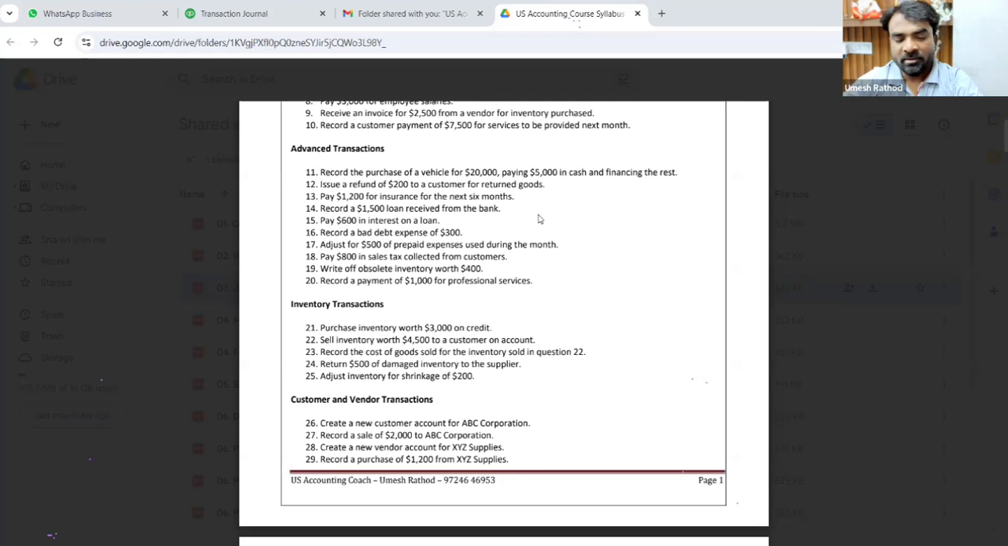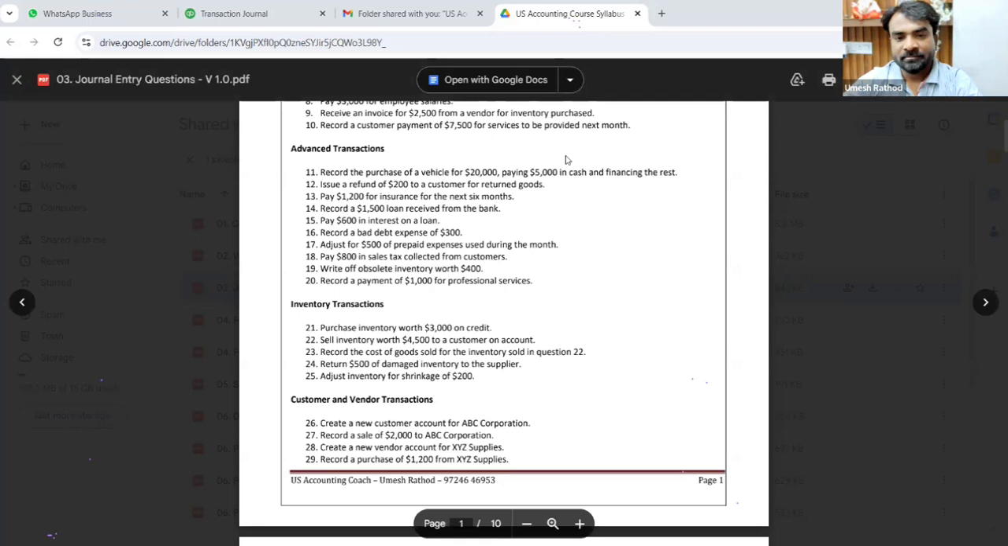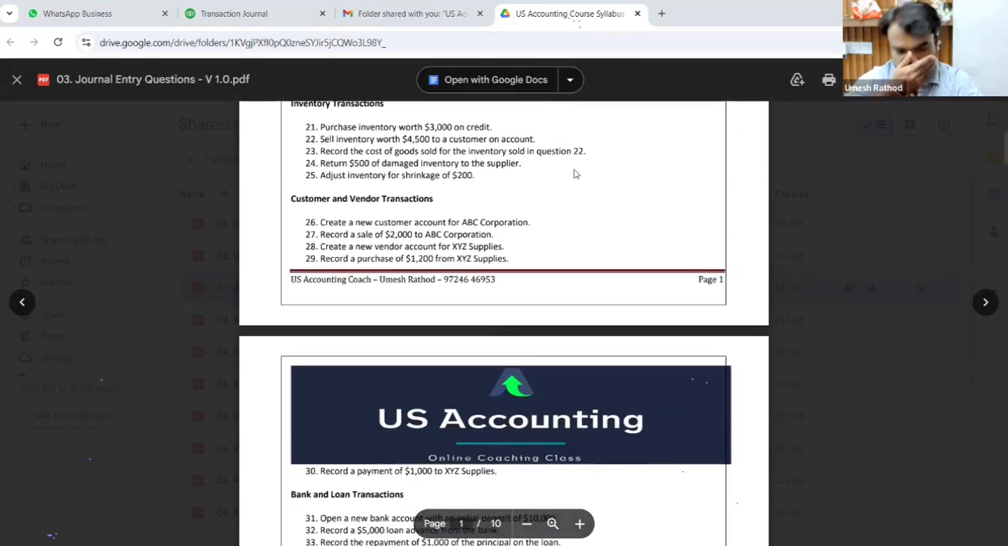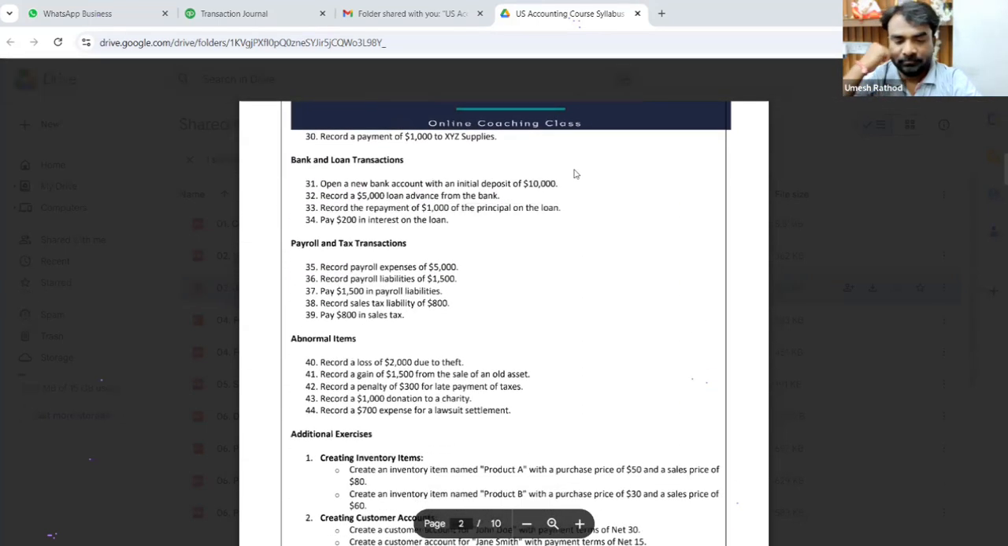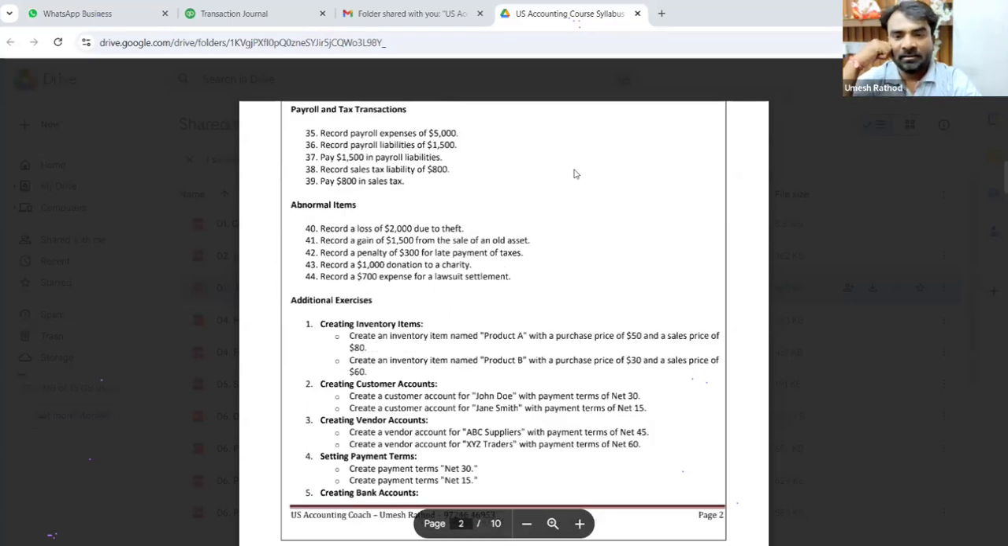okay, guys, can you see the payroll and tax transactions 35 to 39? Those 5 transactions will take at least 2 lectures. Those 5 transactions, 35 to 39: record payroll expense, record payroll liability, payroll 1,500, record sales tax, and pay 800 in sales tax.